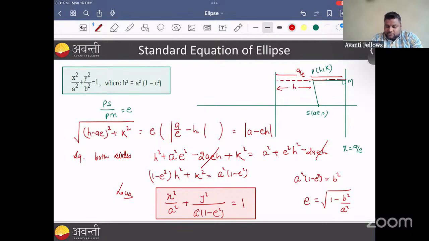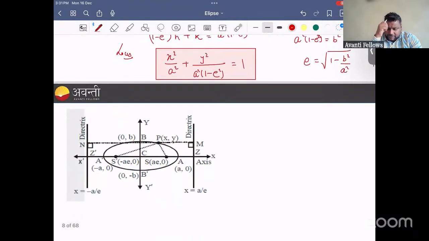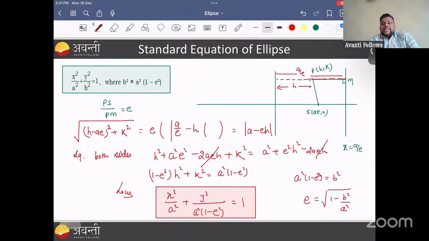So that's x square by a square plus y square upon a square into 1 minus e square is 1. Correct? Now, if you realize this is a second degree equation in x as well as in y, and if I replace x by minus x, the equation does not change. So replacing x by minus x, if the equation does not change, that means the graph of this equation will be symmetric about the y-axis. Similarly, replacing y by minus y, if the equation does not change, that means the curve will be symmetric about the x-axis. All right.